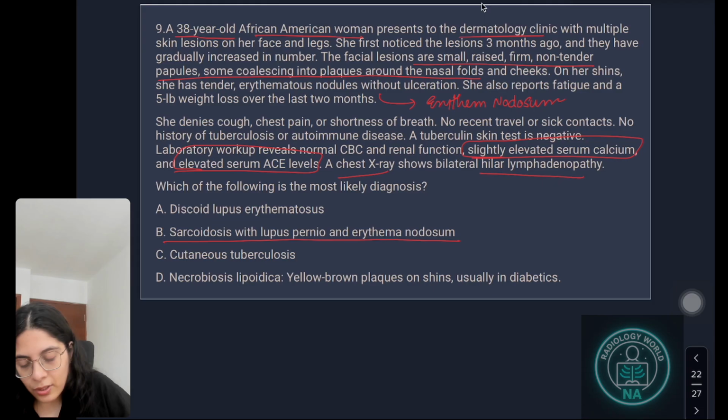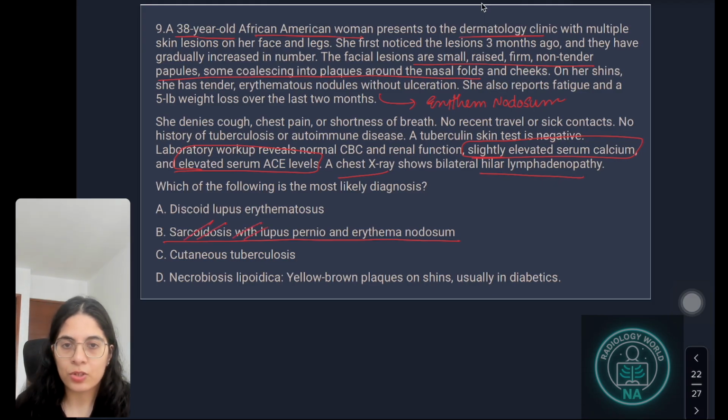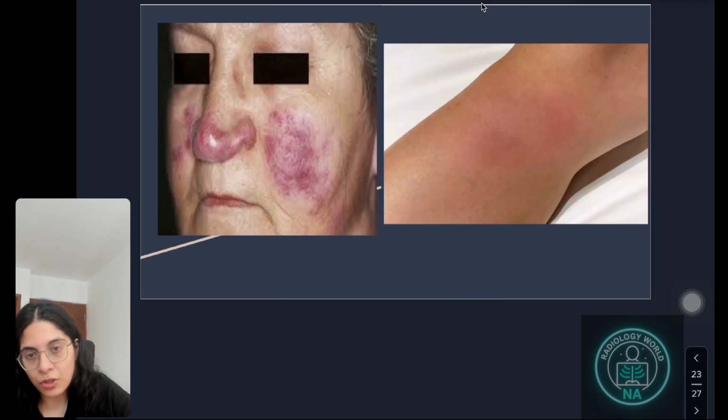They will not give you sarcoidosis, they will give lupus pernio or erythema nodosum, either one. This is for the sake of the lecture. I have included everything in this question, but they will either give you lupus pernio or they will give you erythema nodosum. Okay, so this is an image of lupus pernio.